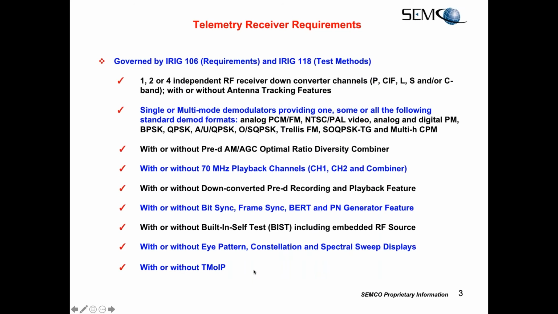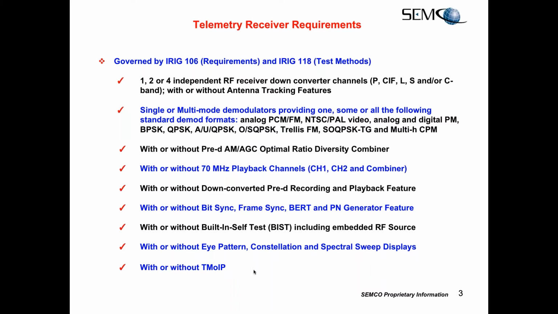So moving on into what the requirements are, all the telemetry receiver requirements are governed by IRIG 106-19, and the test methods for a receiver are covered in IRIG 118. So those are the two governing documents that you probably need to refer to or have handy in your library in terms of some of the requirements of a telemetry receiver in terms of its design and performance.